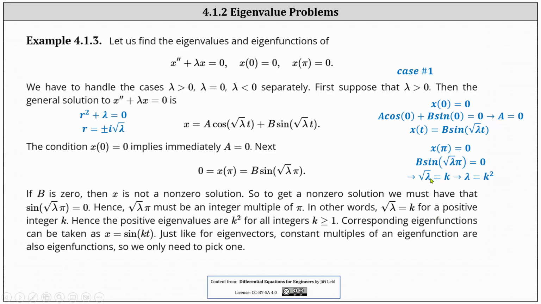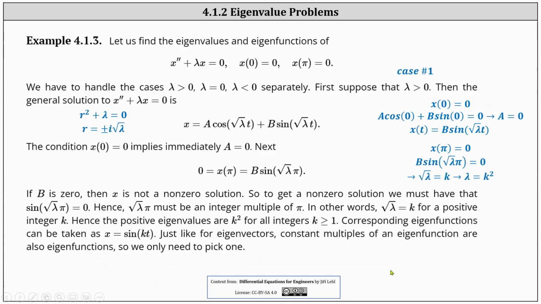So if square root lambda equals k, to solve for lambda we square both sides, and we get lambda equals k squared. Hence the positive eigenvalues are k squared for all integers k greater than or equal to 1. Corresponding eigenfunctions must then be taken as x equals sine of kt, since square root lambda is equal to k. Just like eigenvectors, constant multiples of an eigenfunction are also eigenfunctions. So we only need to pick one.